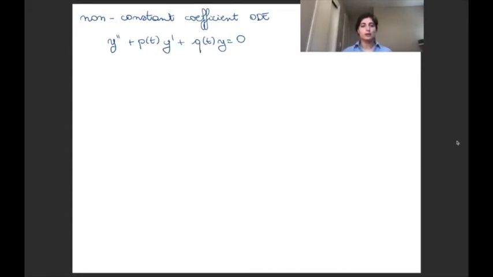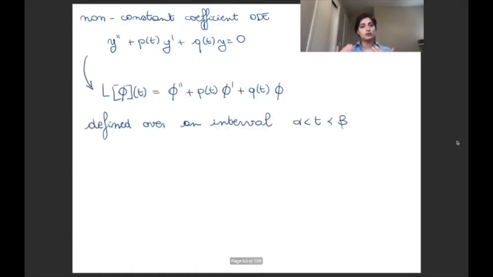We also want to look at non-constant coefficient ODEs, second order, homogeneous, but non-constant coefficients. So we don't require p and q to be constants anymore. So we have this new ODE that is y'' + p(t) y' + q(t) y = 0. And we associate to this a differential operator. It is an operator that takes a function phi and returns phi'' + p(t) phi' + q(t) phi.